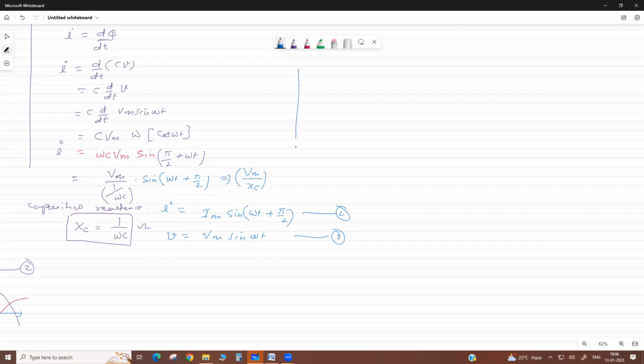Suppose this is your voltage waveform. Then in the capacitor, the current leads, meaning when your voltage is zero, the current is like this. This leads, this is I.